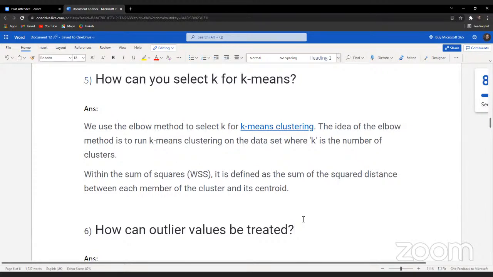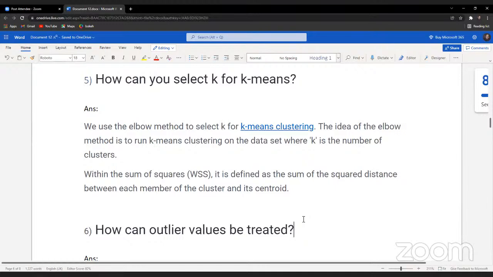The idea of the elbow method is to run k-means clustering on the dataset where k is the number of clusters. Within the sum of squares, WSS, is defined as the sum of square distances between each member of the cluster and its center. This is how we can select k for k-means, and this is the further procedure.